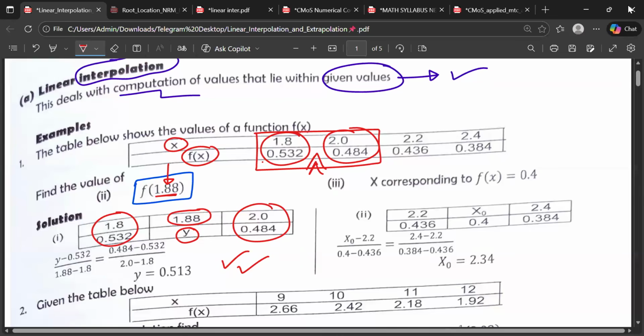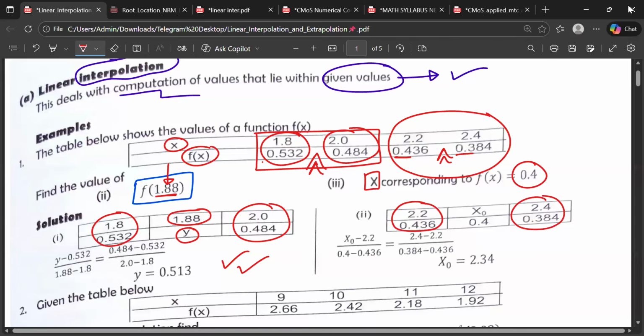Then this side, they want the value of x corresponding to f of x equal to 0.4. 0.4, you can see it's falling somewhere here, isn't it? Because those values are decreasing. So this is 0.4 something, this is 0.3. So you can see that this first column is there, last one is here, and then in the middle, the value of f of x is 0.4, then on top you have the x naught.